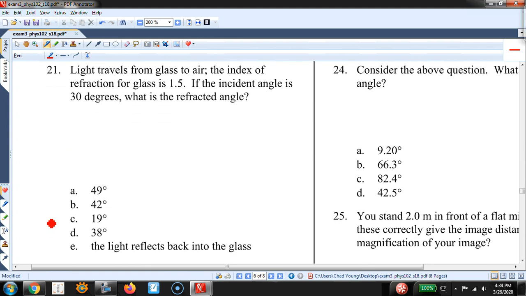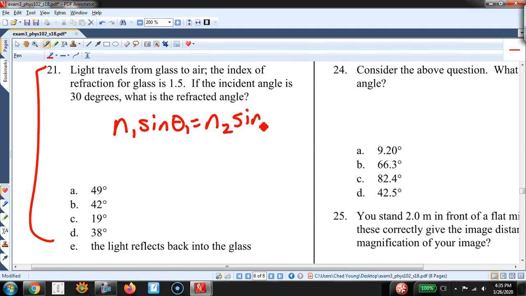You'll have some questions like this, where I ask you just what is the refracted angle. And to do this, use the law of refraction, n1 sine theta 1 equals n2 sine theta 2. This is on your equation sheet. n1 is the first index, that's glass. The index of refraction for glass is 1.5, and the incident angle is 30 degrees. And n2 is for air. The index of refraction for air is 1.